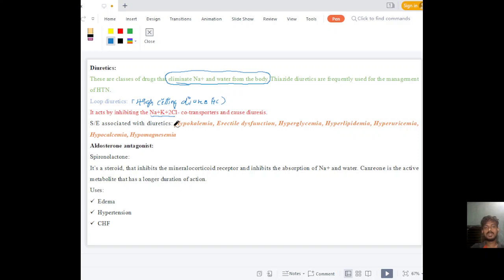So the major side effects are associated, because questions always ask about side effects. Major side effects are hypokalemia, erectile dysfunction, hyperglycemia, hyperlipidemia, hyperuricemia, hypocalcemia and hypomagnesemia.